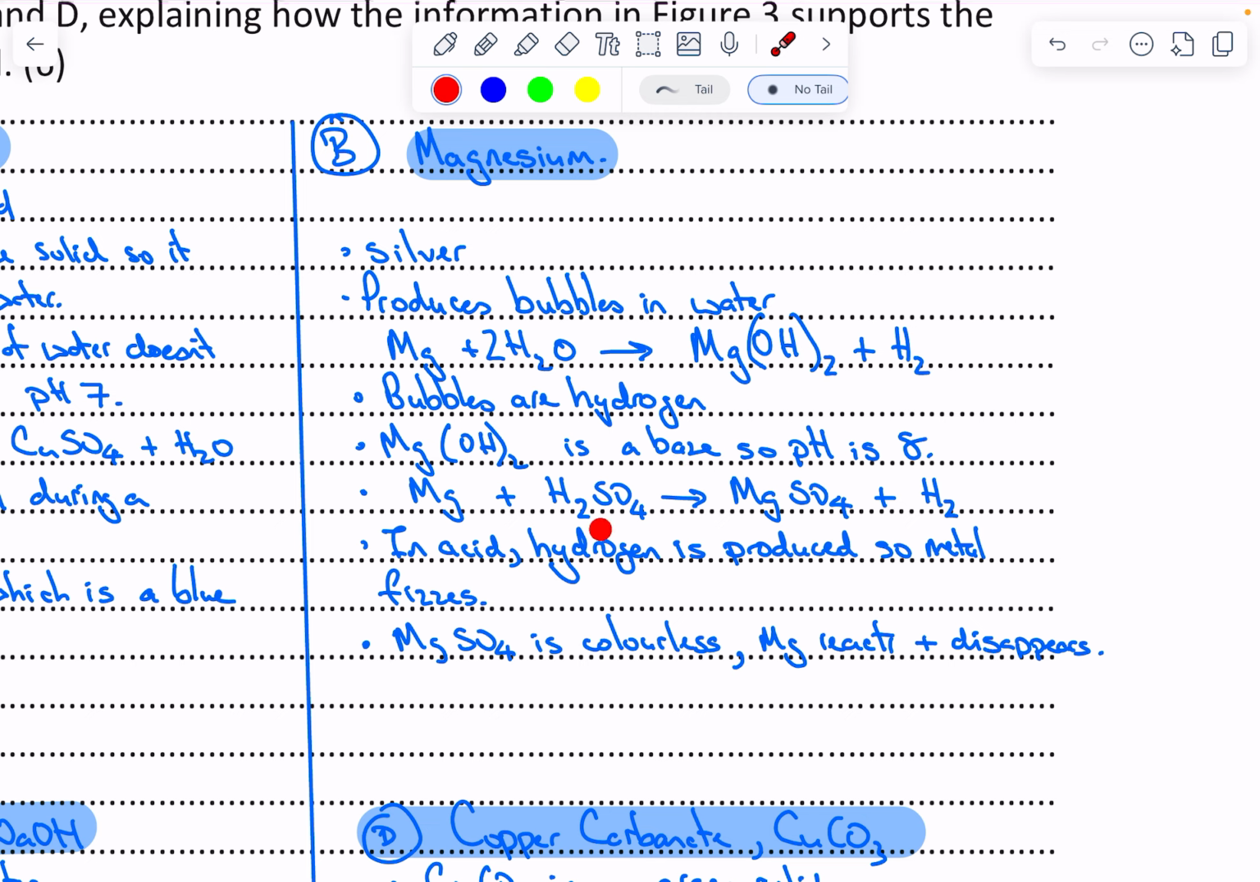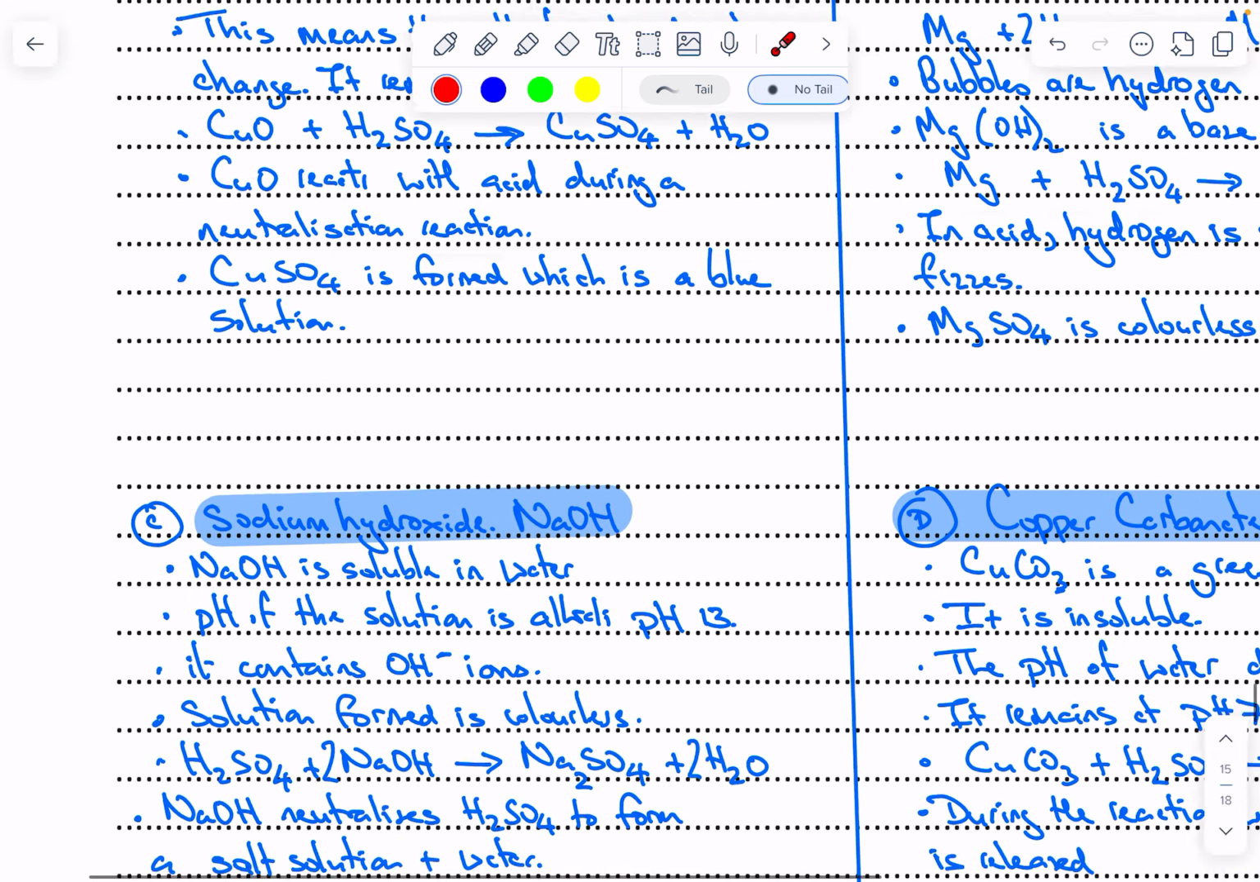The magnesium reacts with sulfuric acid to make magnesium sulfate. So a metal plus acid makes a salt, and the gas hydrogen is released as well. And that's why it fizzes. And magnesium sulfate is colorless, and therefore the magnesium reacts and disappears. Again, pause the video there. You can tick off the bullet points to see how many you have mentioned. Any you've not mentioned, please add them to your notes, to your thinking, to help you.